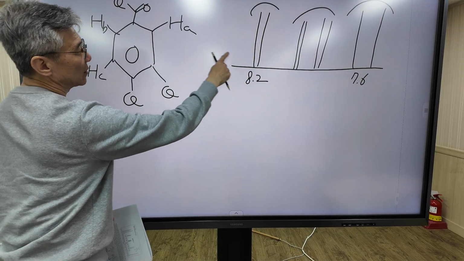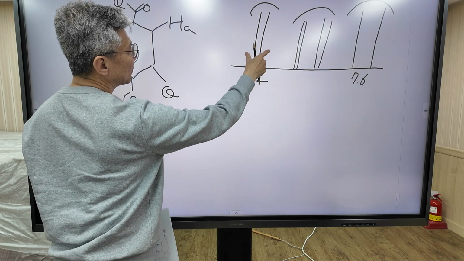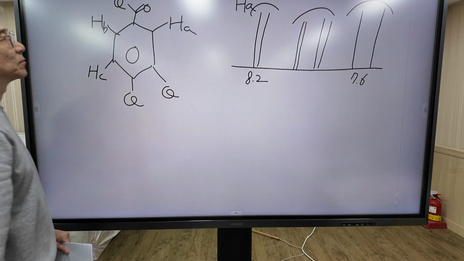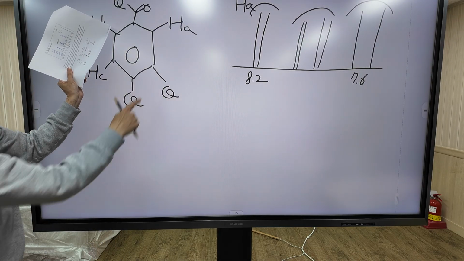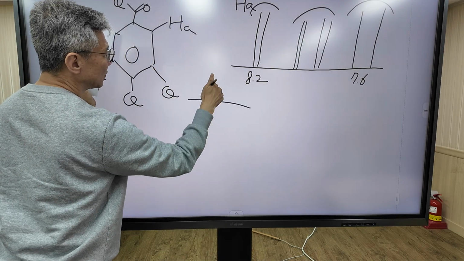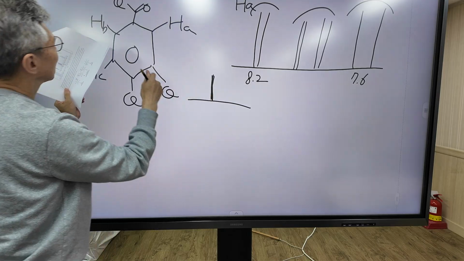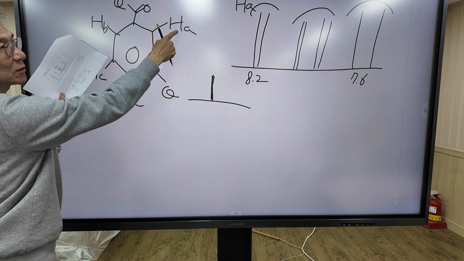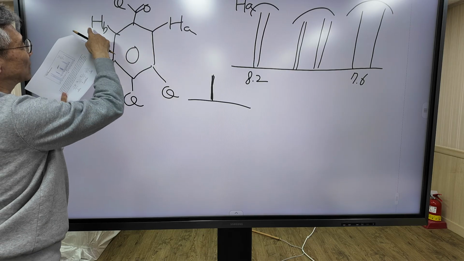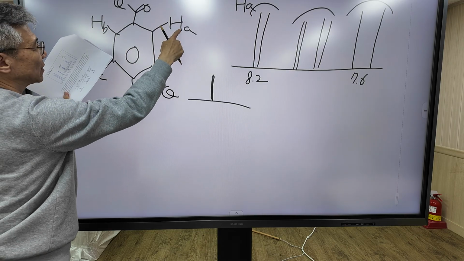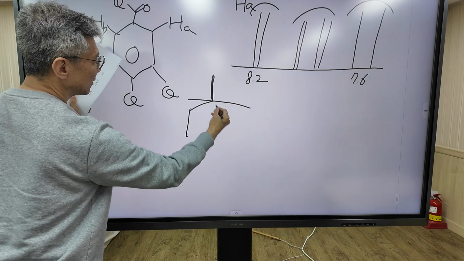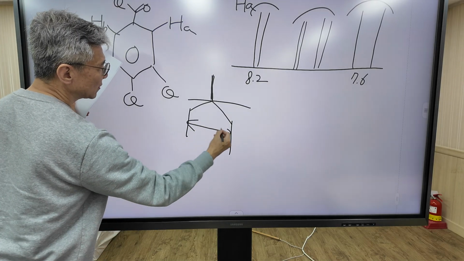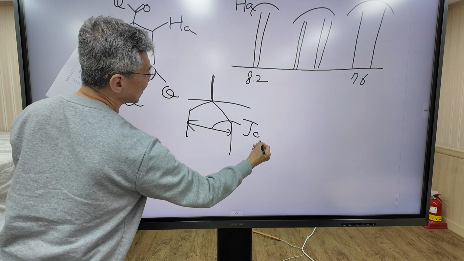First, this peak around 8.82 ppm comes from the HA proton. Without other protons, the signal would appear as a single line, but there is proton HB. This proton is coupled to the HA proton. So this HB proton splits the HA signal into a doublet. The spacing between the two lines of the doublet is called JAB.